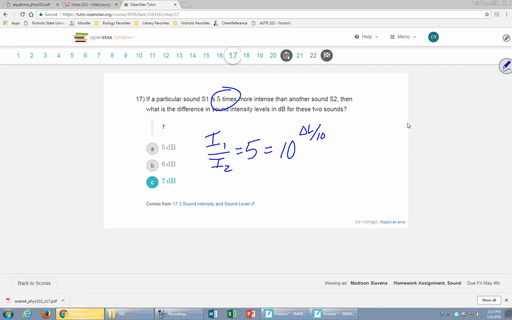Y'all know how to solve for delta L? What do we do to get to that delta L? The log? Yeah, you take the logarithm. Right, you take the log of both sides. It gets rid of it here, and so you get the log of 5 is equal to delta L over 10. And so the log of 5, not the natural log, but the log, is 0.69897. You multiply that times 10, 6.9897. Okay?